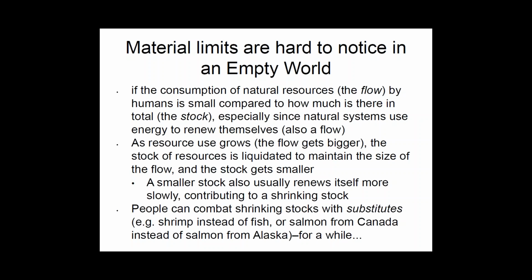One strategy that humans use, and not just humans, but especially humans, to combat a shrinking stock is what we would call in economics a substitute. So something that is roughly equal in value to us, but is essentially an equivalent of something else in the economy that we care about, especially a natural resource. So, if we start running out of fish, we eat more shrimp. Or if we start running out of salmon from Alaska, we eat salmon from Canada.